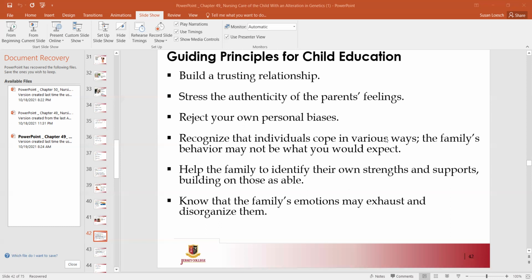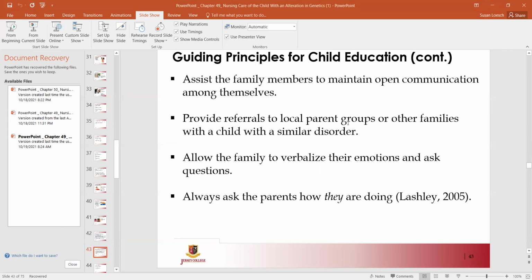Build a trusting relationship with the parents. Try to stress the authenticity of their feelings. Reject your own personal biases. Recognize that clients cope in various ways and the family's behavior may not be what you would expect. So help the family identify what strengths, weaknesses, and supports they have available to them, and know that the family's emotions may exhaust and disorganize them. Help the family members maintain open communication among themselves, provide referrals as needed, allow the family to verbalize their emotions and ask questions, and always ask the parents how they are doing.